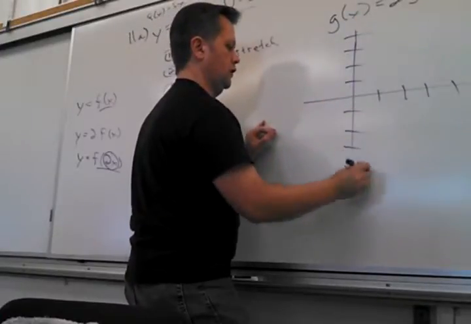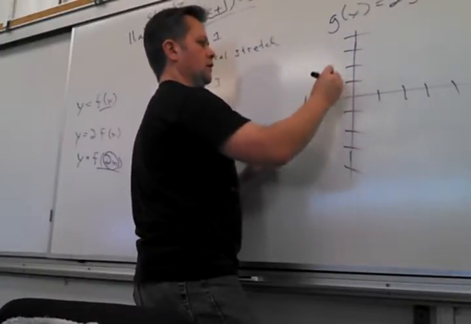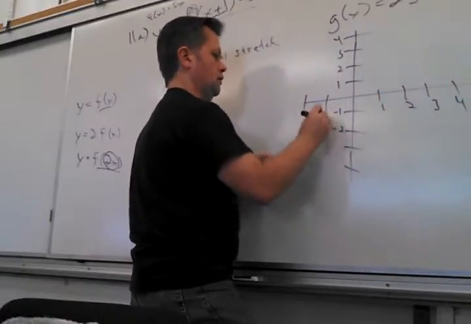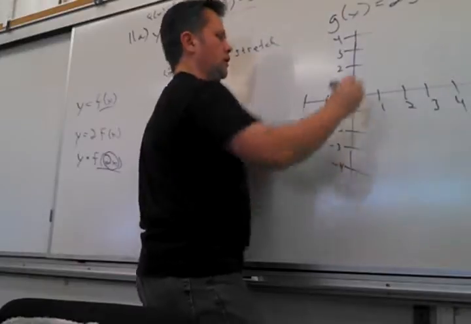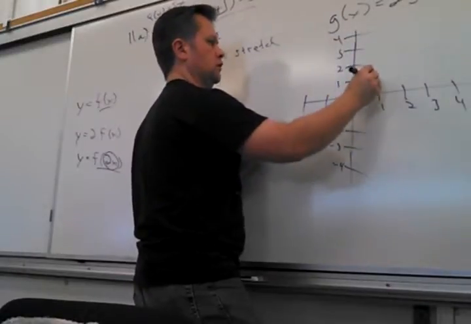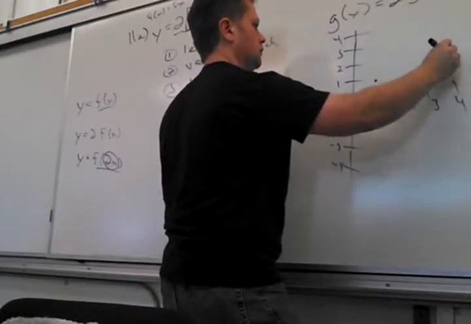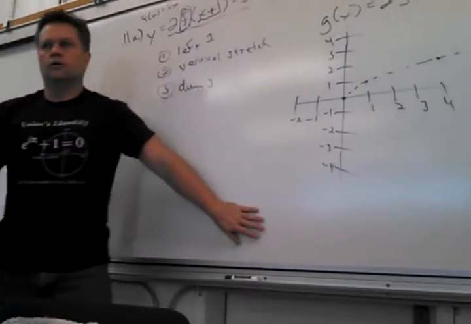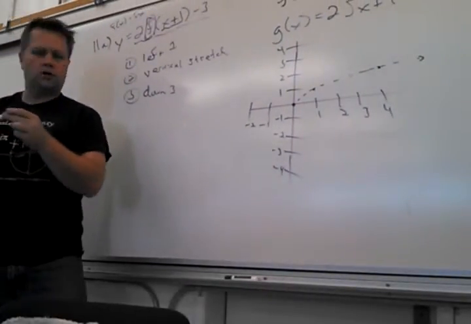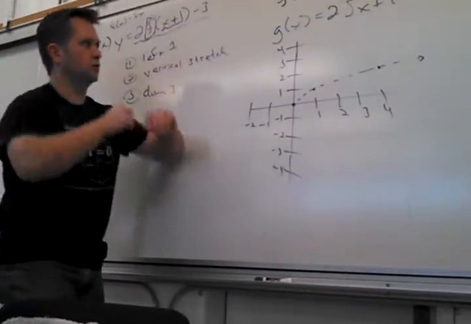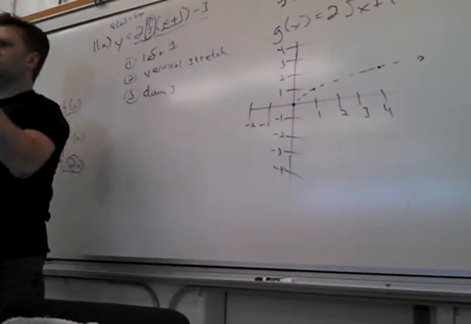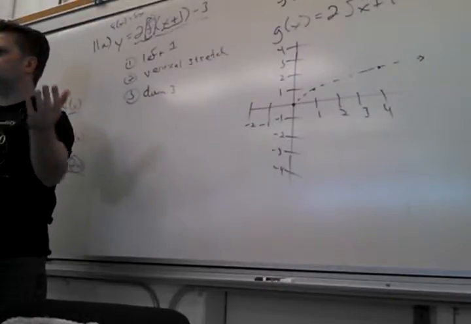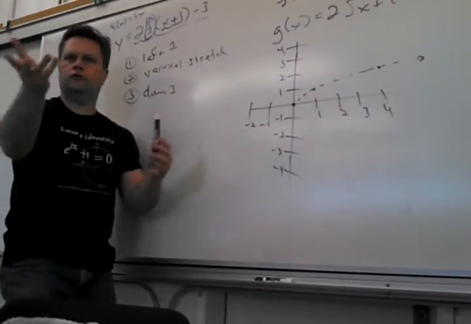All right. So my base function: 0, 0, 1, 1, 4, 2. That's my base function. Do a little dash for the base. Well, let's see what you guys are able to do. If you're really uncomfortable with this, I'd say do several graphs. Do one transformation at a time. So let's do that for now.